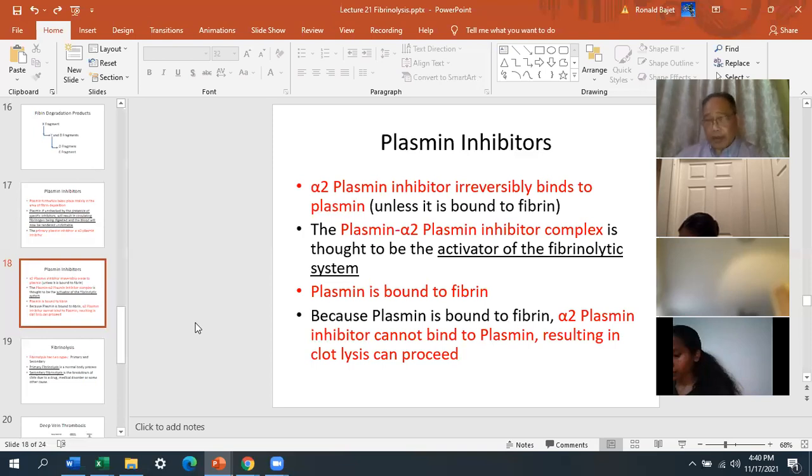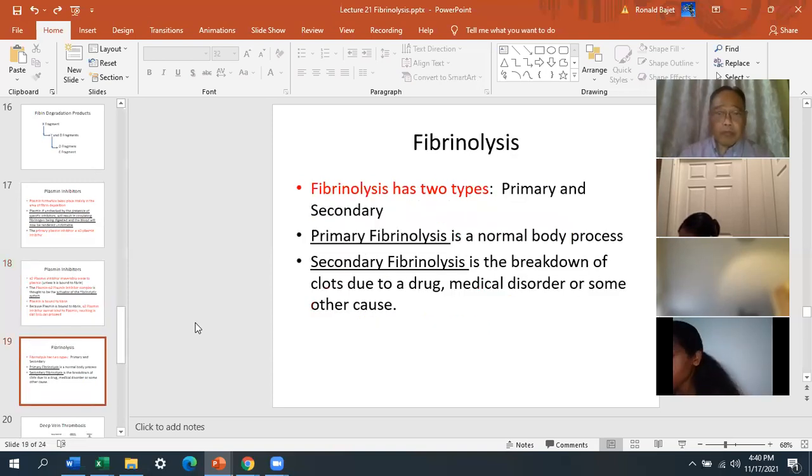Each time I read it, it's like if it's bound to fibrin, the fibrin is already a done deal. The fibrin is going to dissolve. Okay, but the inhibitor will act on plasmin only if it's free. So if the plasmin is already attached to fibrin, then it's already a done deal. That fibrin is going to dissolve. You see that? Yes. Okay, let's move on before we go backwards.